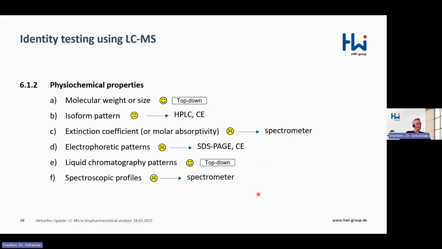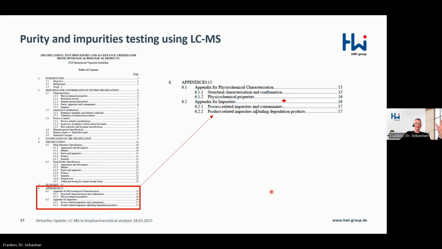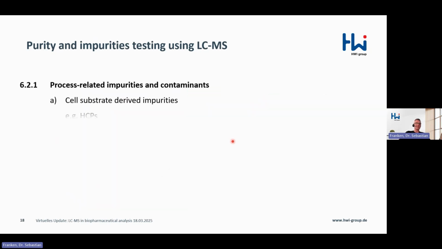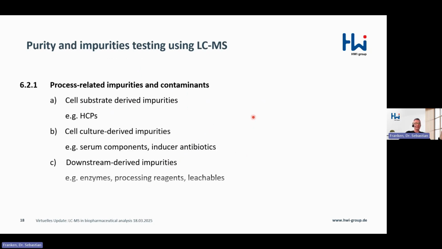Okay, so, beside all this identity stuff, we said already that we also have to address impurities, and there we distinguish between process-related and product-related impurities. So process-related impurities are, for example, host cell proteins. So if you produce your substance, your protein in a cell culture, you have leftovers of the host cell proteins. There can also be leftovers of DNA, for example, from the host cells.